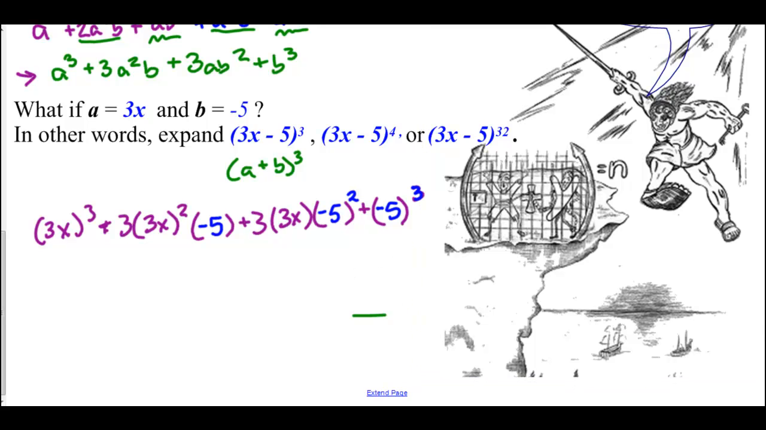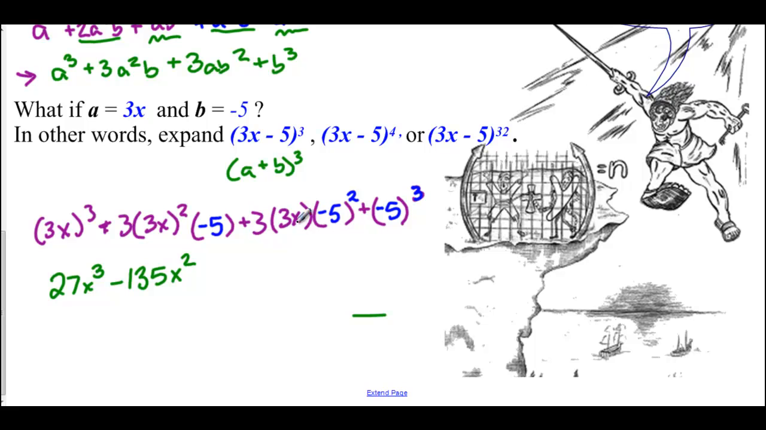There we go. And we do this, so 3x cubed, so 3x times 3x times 3x is going to give us 27x cubed. And this is going to take a little bit of thinking. So we've got the 3x squared. Well, the 3x squared is 9x squared. 9x times 3 is going to give us 27x squared. And then times this negative 5 is going to give us a negative 135. So we have a negative 135x squared.